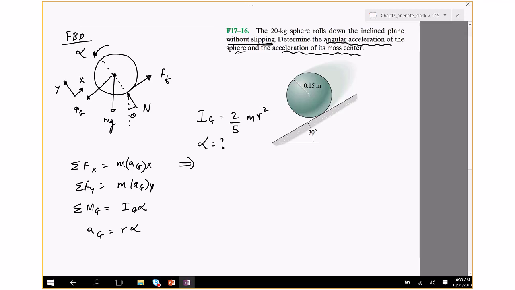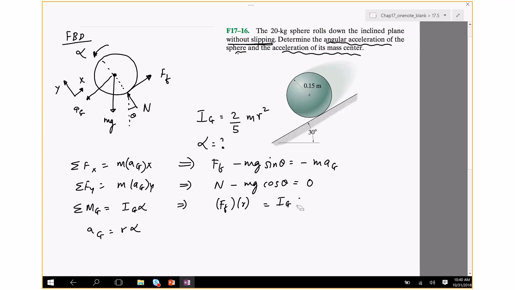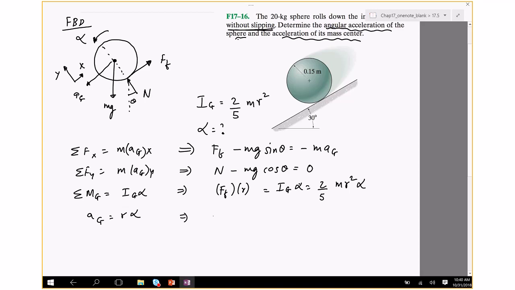So try to write the answers. I'll put the equations down and you can check with me. Does that agree with what you wrote down?